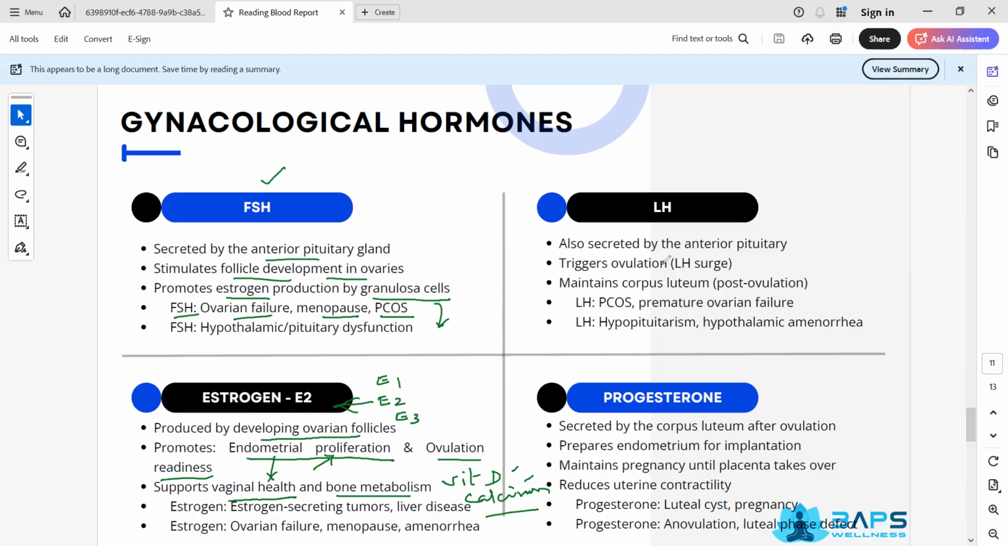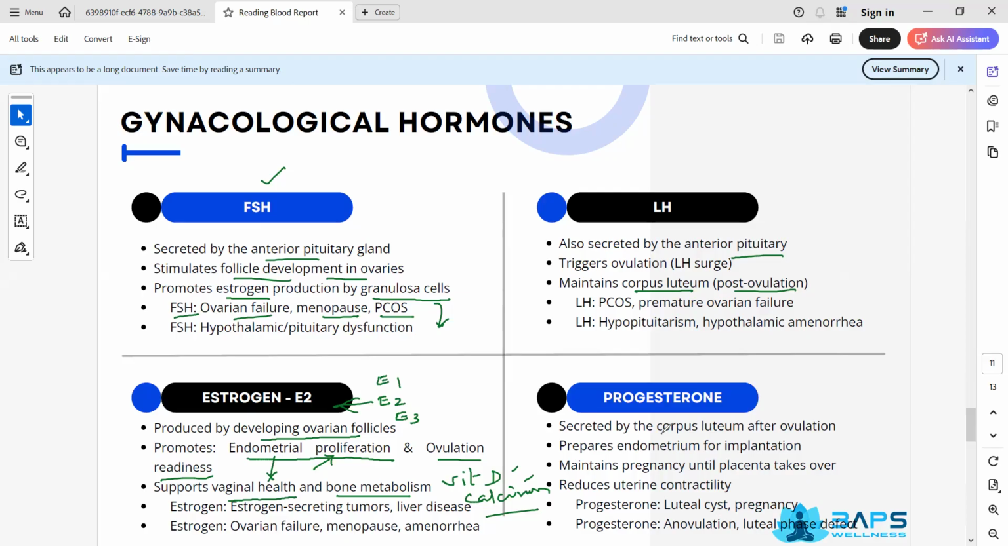If you come to the LH, as we have seen, it is secreted from the pituitary. And this is the one which triggers the ovulation. And it maintains the corpus luteum after the ovulation, especially if the ovum is fertilized. Then the corpus luteum will be maintained there to produce more of progesterone, so that it can harness the growing fetus.